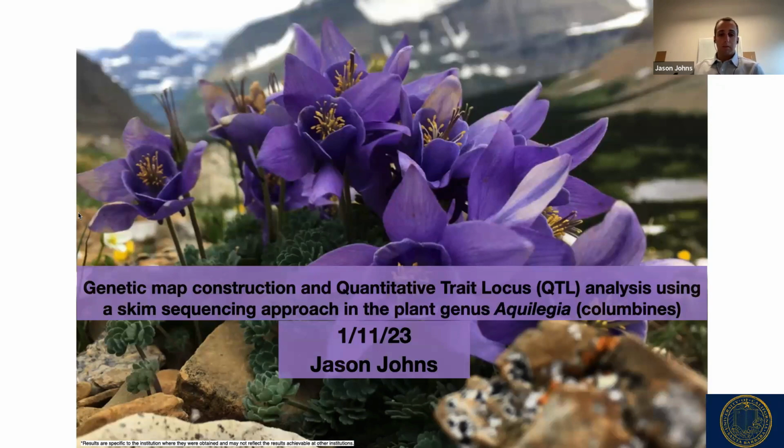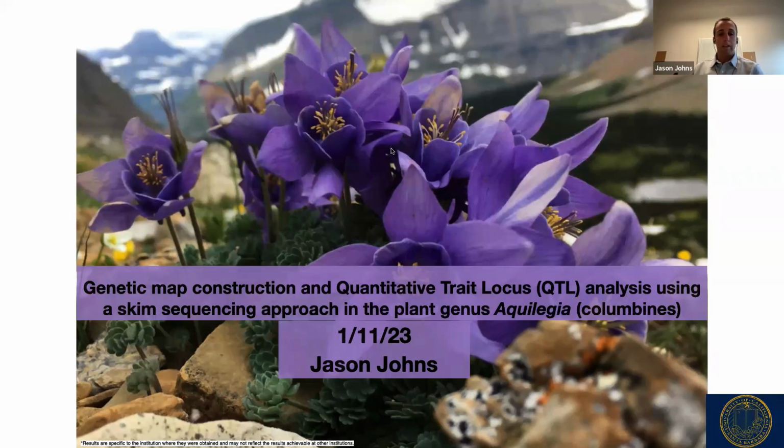As Paul mentioned, I'm wrapping up a PhD program here at UC Santa Barbara, and this project that I'll talk about today represents an exciting piece of my work. Our lab has mostly used columbines, pictured here, to study evolutionary genomics, so that's the context I'll be using to describe this method. But as Paul mentioned, this method is applicable to many systems examining the genetic basis of a trait.